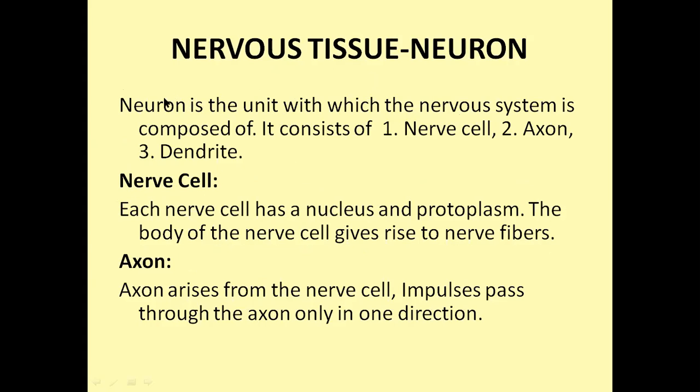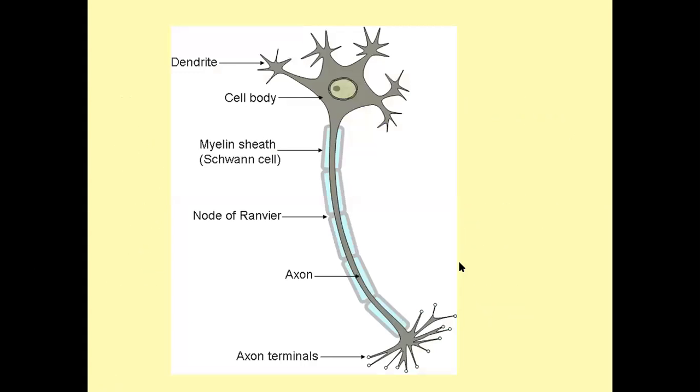So the basic structure and function of nerve tissue is called the neuron. The neuron is the unit of which the nervous system is composed. It consists of a nerve cell body, axons, and dendrites. Each nerve cell body has a nucleus and protoplasm. The body of the nerve gives rise to nerve fibers. Axons arise from the nerve cell. Impulses pass through these axons only in one direction.